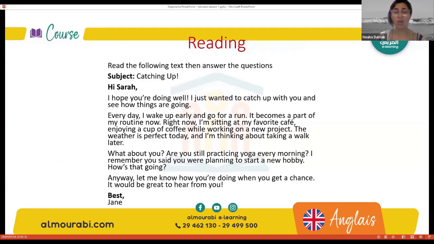Let's see the features of email, but before that, let's focus on some expressions related to the language, okay? So here, every day. So what do you notice here? Every day. Something we are still talking about, okay? Here, we are talking about a habit. Very good. It's a habit, okay? That's why she says, I wake up and go for a run. I wake up, that's a present, and go for a run. So both are in the simple present because we use every day here, and it's a habit. And it becomes a part of my routine now. Let's focus on right now.